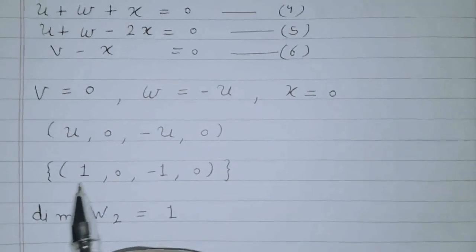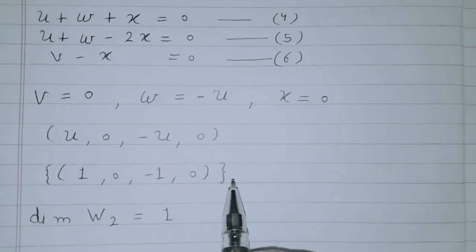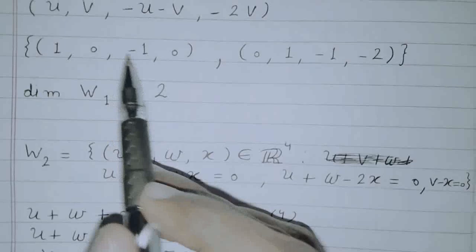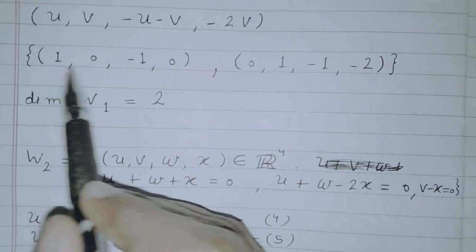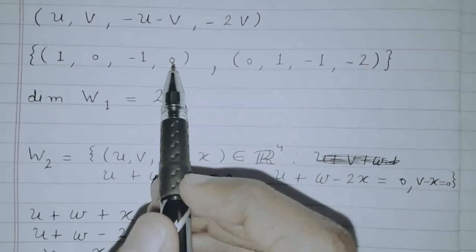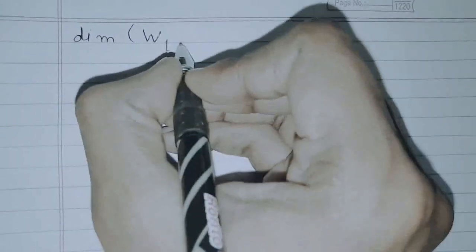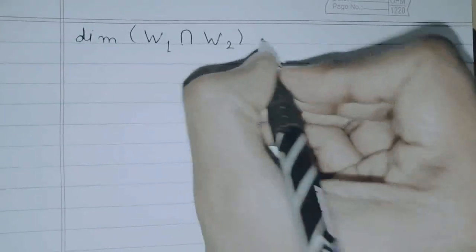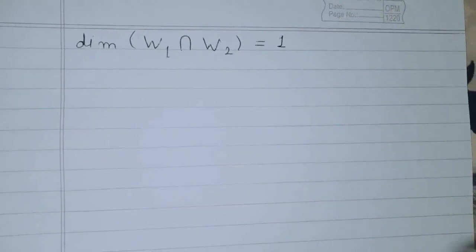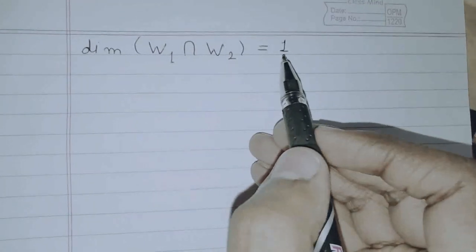Also now we can see that the basis set for vector space W2 consists of a vector which is linearly dependent upon one vector of the basis set of vector space W1. Therefore dimension of W1 intersection W2 is equal to 1, and so option number 3 is true.